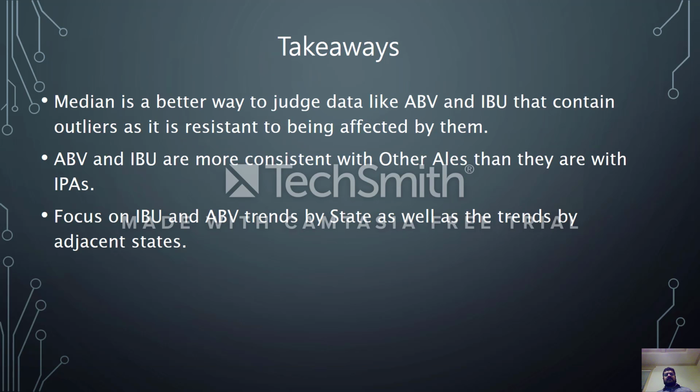There are a few takeaways from this whole study. We can see that median is a better judge with this data set because there were outliers present. We also see that ABV and IBU are more consistent with other ales as opposed to IPAs. And if we focus on IBU and ABV trends by state, as well as the trends in adjacent states, we could come up with better business plans that are more efficient and could overall make this company better as a whole.